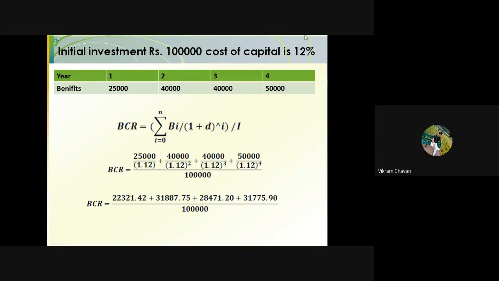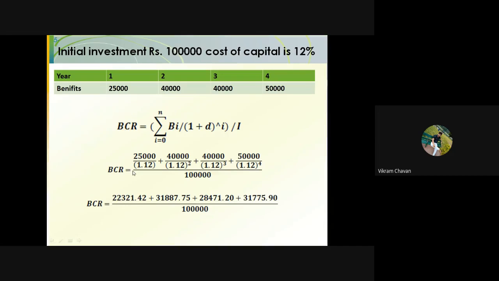So the basic formula to calculate the BCR is equal to summation of B suffix i divided by (1 plus d) raised to i, whole divided by capital I. So B suffix i is nothing but the benefits for that particular year, i represents the time period, and d is the discount rate.